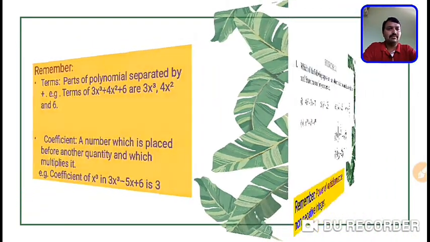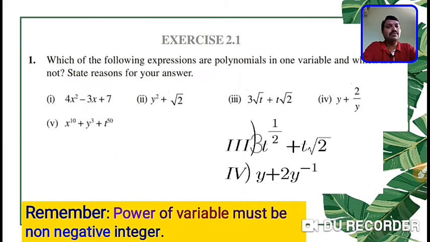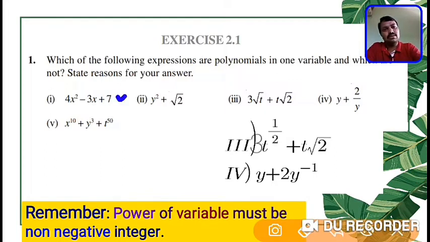Next is, which of the following expressions are polynomials in one variable and which are not? State reasons for your answer. So let us see, but remember I told you the power of variable must be non-negative integer, that you have to see here. So first one is 4x cube minus 3x plus 7. So yes, it is a polynomial.